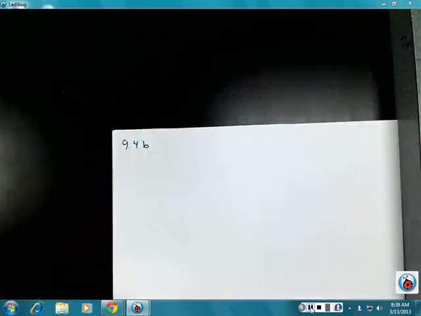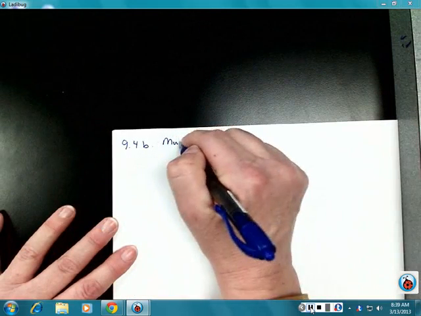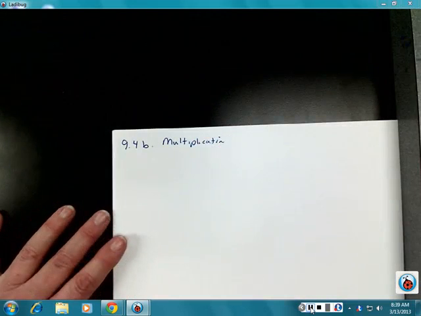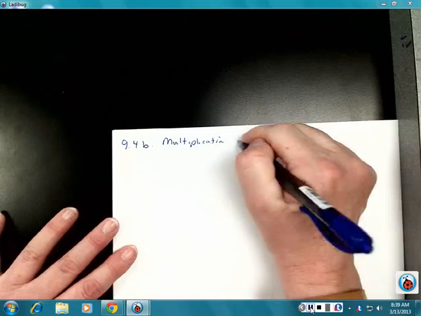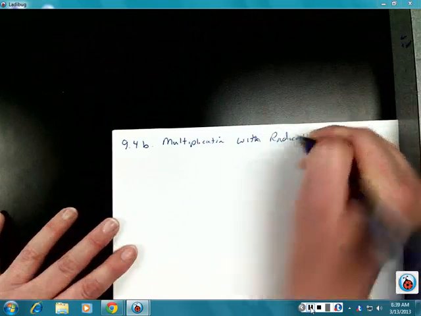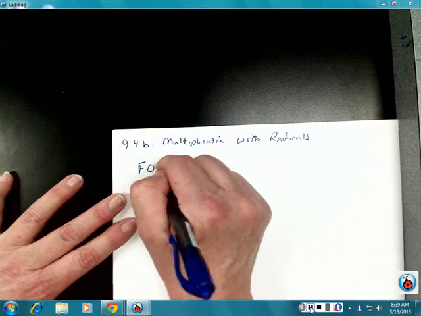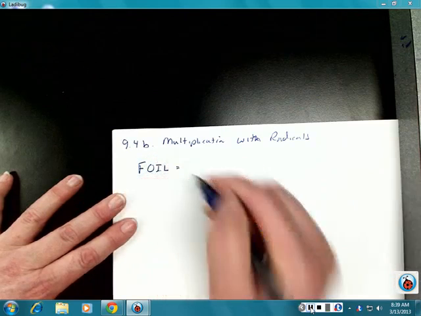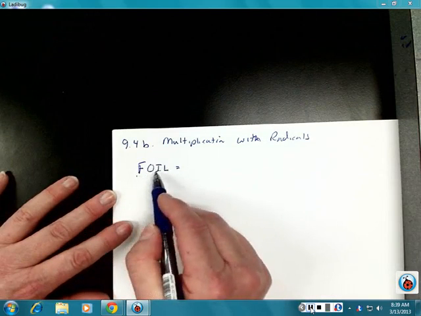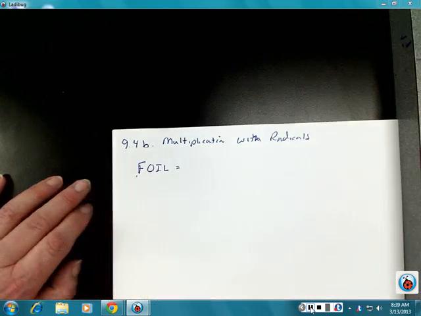9.4b. B is multiplication and division. Well, it's actually multiplication. And in multiplication with radicals, we are going to use FOIL. So let's review what FOIL did for us. FOIL meant multiply the first, multiply the outside, multiply the inside, then multiply the last. Okay? And so that's what our FOIL meant.